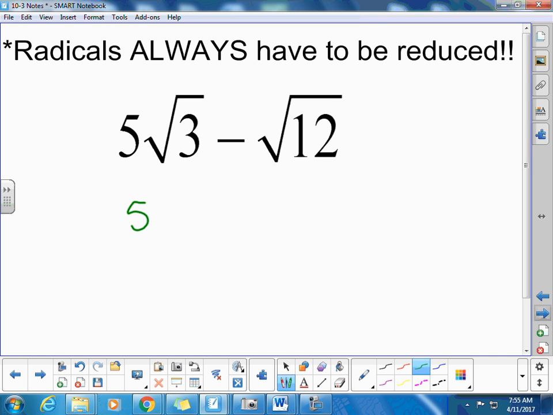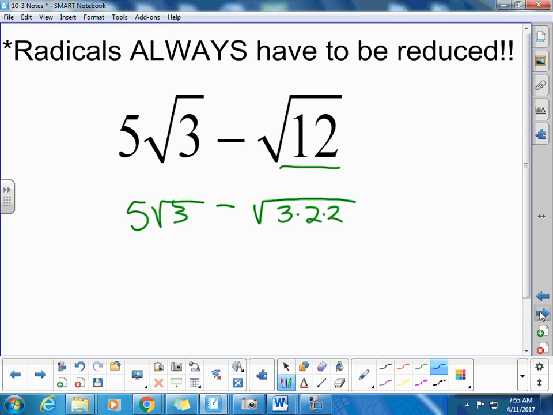So we have 5 square root 3 minus, I'm going to break this up, and I want a square root of 3 in there, obviously, because I want them to be the same. So how many times does 3 go into 12? I know that breaks up into 3 times 4, but I'm going to break my 4 down right away as 2 times 2. So 3 times 2, 6 times 2 is 12. That would be my 12 broken up into prime factors.